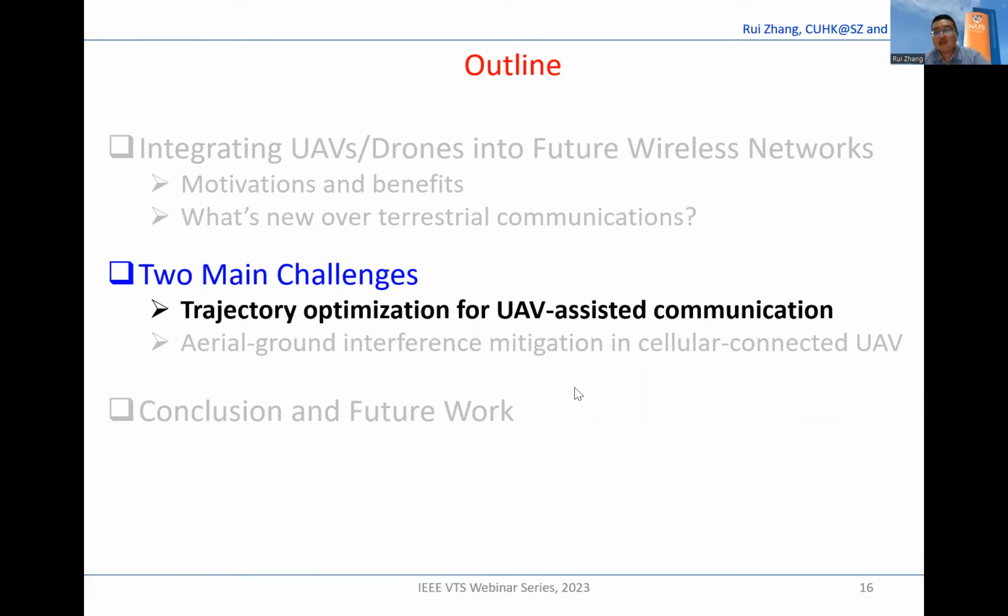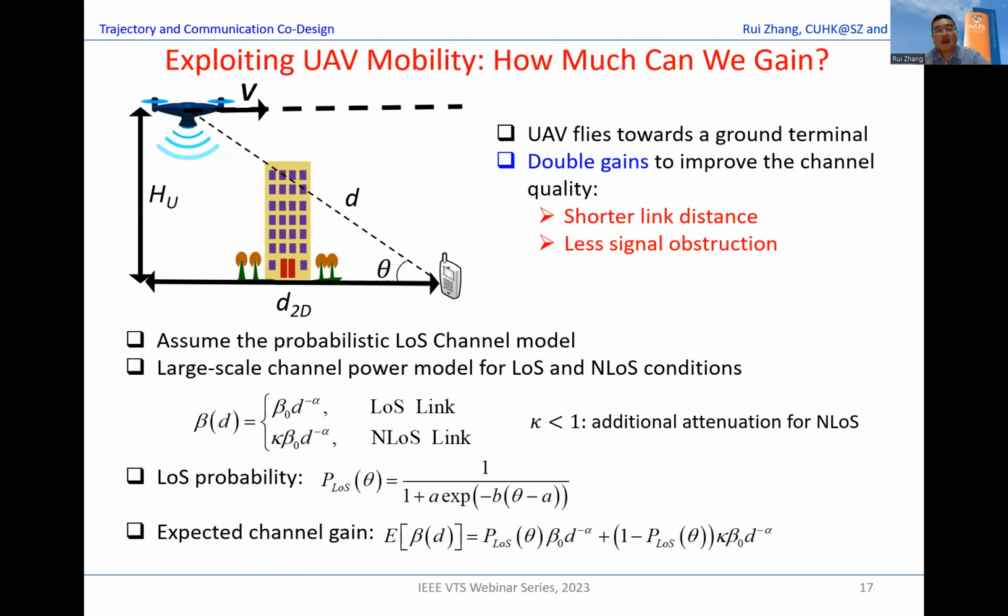The first topic is trajectory optimization for UAV-assisted communication. In this case, I mainly consider UAV as an aerial base station or relay, and I am going to design its trajectory to optimally serve the ground users. I want to start with a toy example, by the way, to give you some insights into how we can exploit UAV mobility to improve the communication link performance.